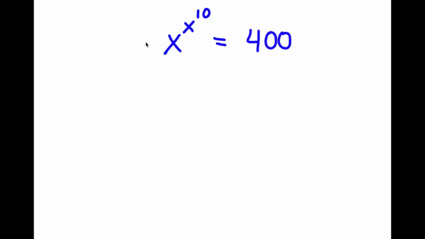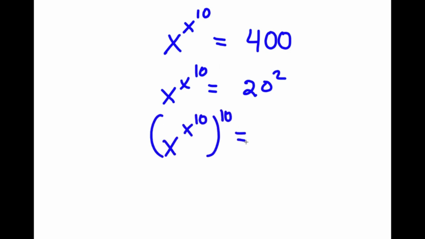Alright, so in this problem, I have x to the power of x to the power of 10 is equal to 400. So to start, before that, I'm going to rewrite 400 as 20 squared. And now I'm going to take the power of 10 on both sides. So now I have x to the power of x to the power of 10 to the power of 10 is equal to 20 to the power of 2 to the power of 10.